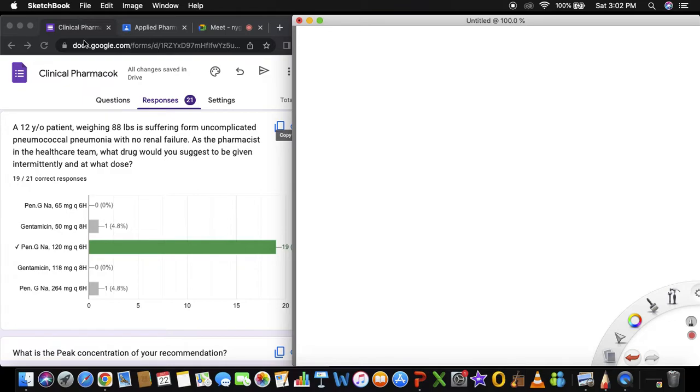So, let's write first our given. The weight of the patient is 88 pounds. What I need here is VD, CP desired. What else do I need? Half-life, so that I can get K.